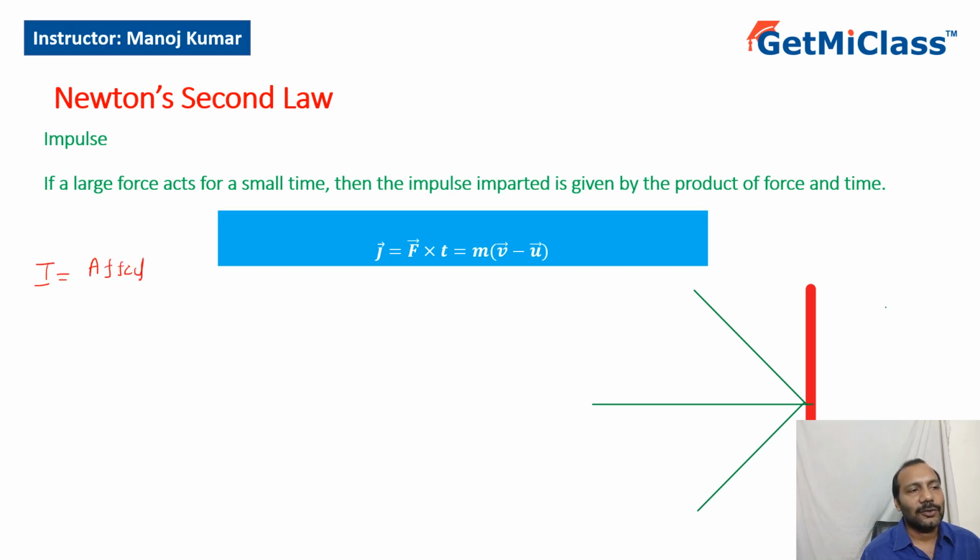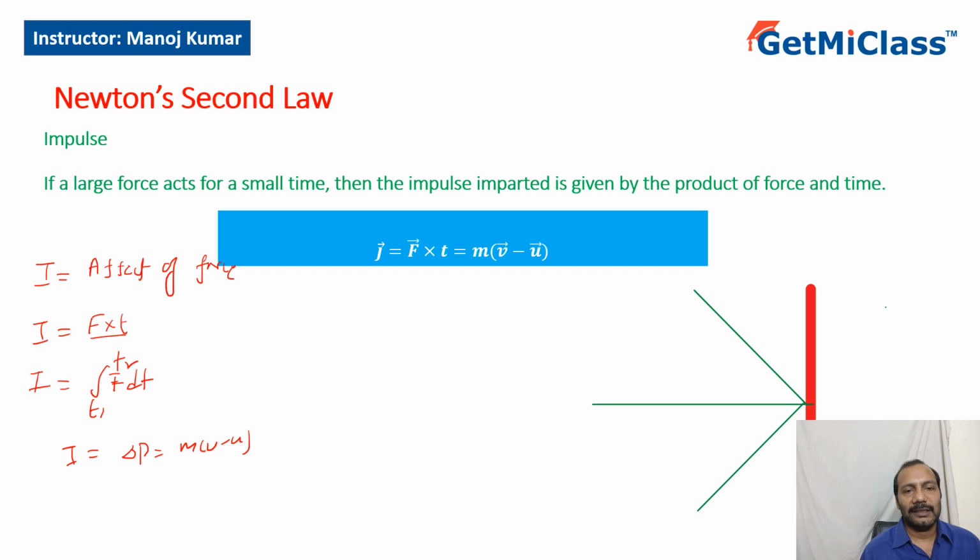Now what does the force do? Force changes momentum. So I can find impulse by the product of F and t if force is constant. And if force is not constant, it is a function of time, I can write the integral of F dt from t1 to t2, the interval in which I want to find it. And if I know the final velocity and initial velocity, then impulse equals change in momentum, that is m into (v minus u).